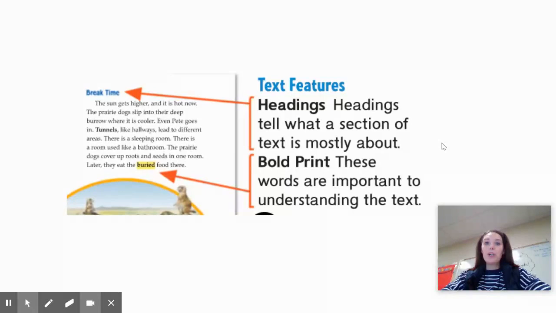I also see words that are bolded, which means their text is a little bit thicker or darker than the words around it. That is called bold print. These words are important to understanding the text, meaning it's an important vocabulary word to know and understand in order to know what you're reading about. So those are some examples of text features you might see in narrative nonfiction. Headings and bold print.